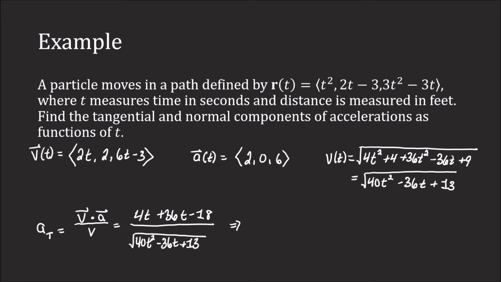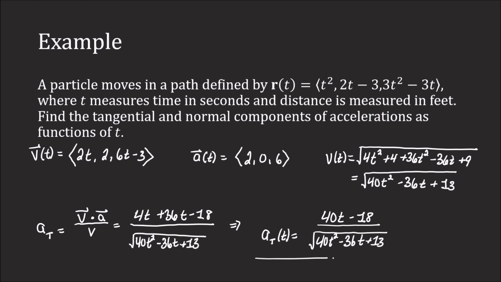And so the tangential component of acceleration as a function of time is 40t minus 18 all over the square root of 40t squared minus 36t plus 13. We now just need to find the normal component.